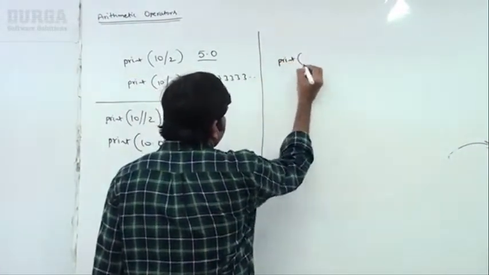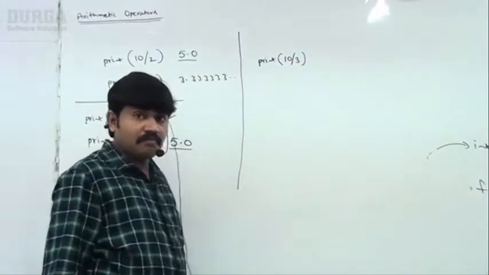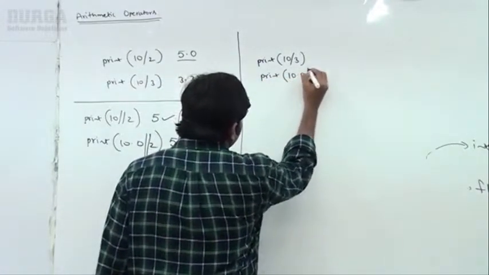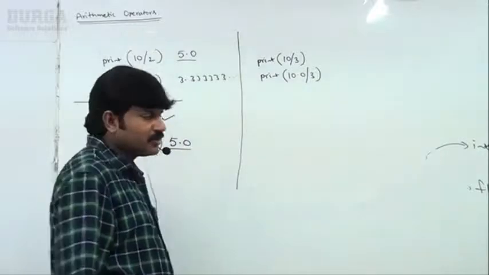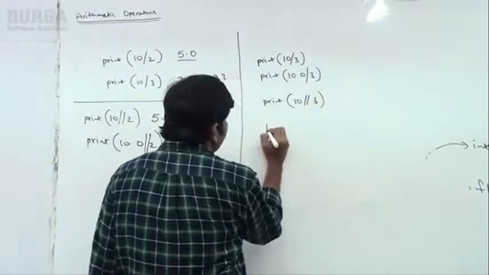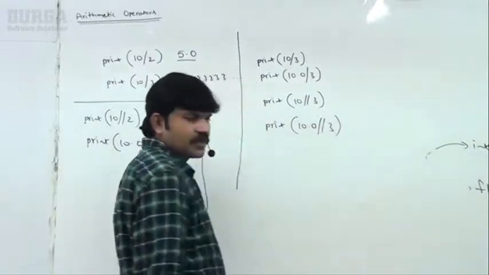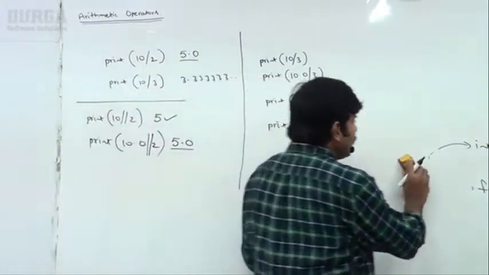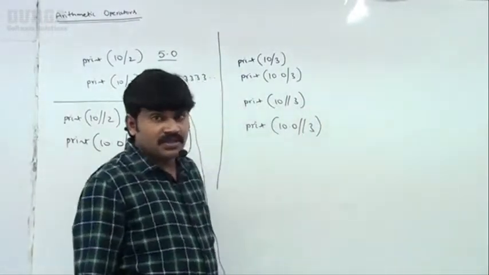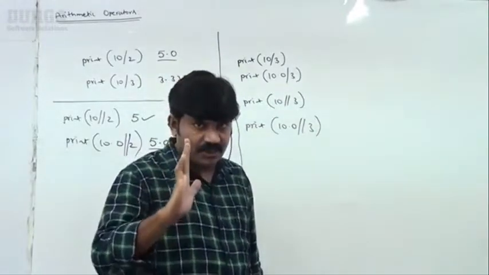Now have a look once very carefully. Print of 10 by 3, print of 10.0 by 3, print of 10 floor division 3, print of 10.0 floor division 3. Now take very special care. If you can answer this, then you are getting it very clearly. In my regular sessions also, most people have doubts about this floor division operator. Take a bit of special care about this one.